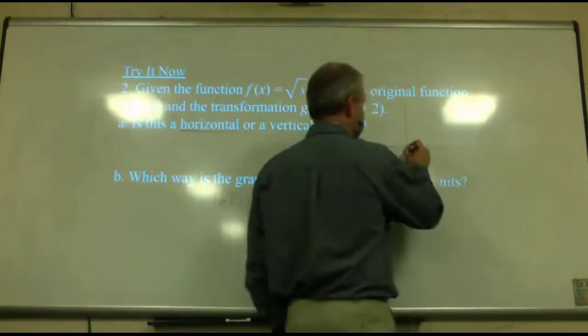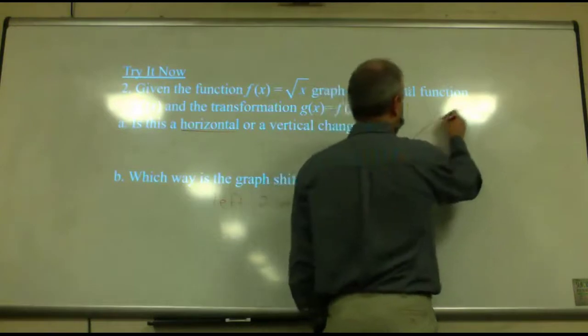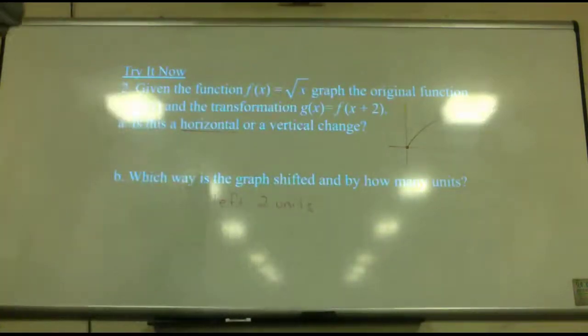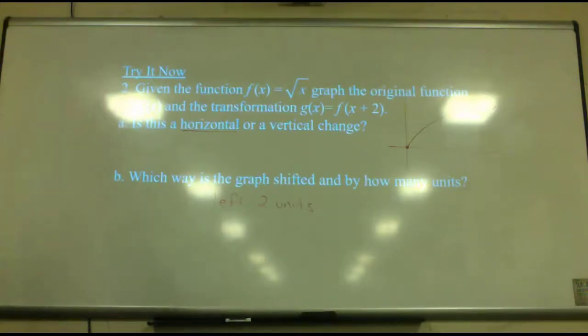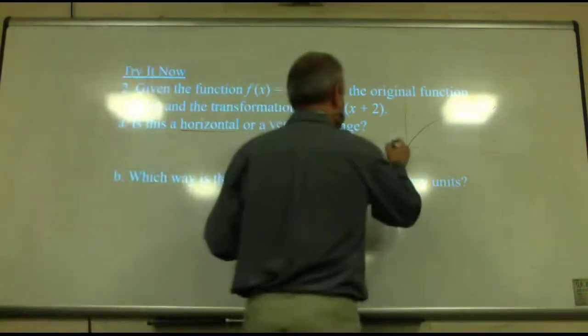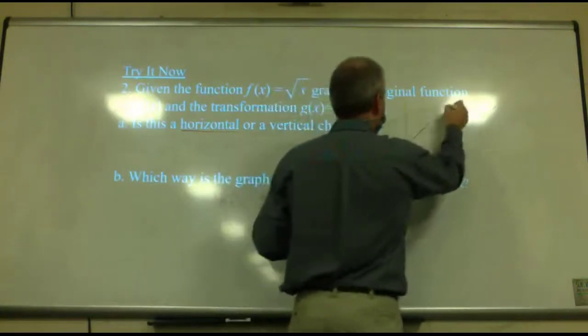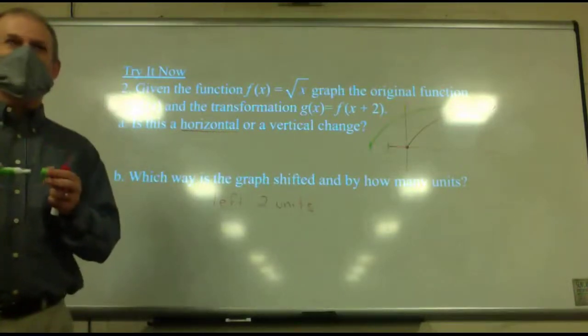But this one looks like this. If you look back in your notes, it's going to start here at 0, 0. And it's going to have this sort of a shape right here. Okay. Now, if we move it 2 units to the left, are we changing the shape? No, we're just shifting it over 2 units to the left. So 1, 2, going to start here, and it's going to have that same shape. Okay. Does that make sense?